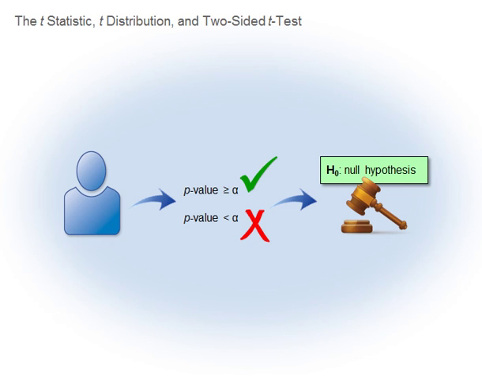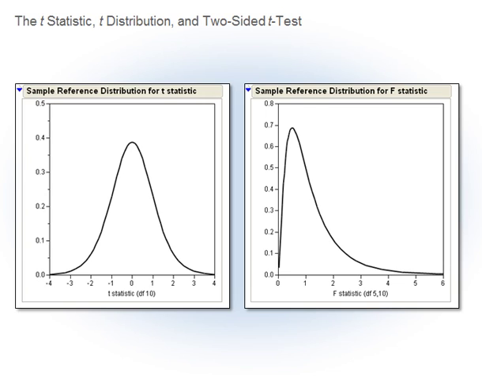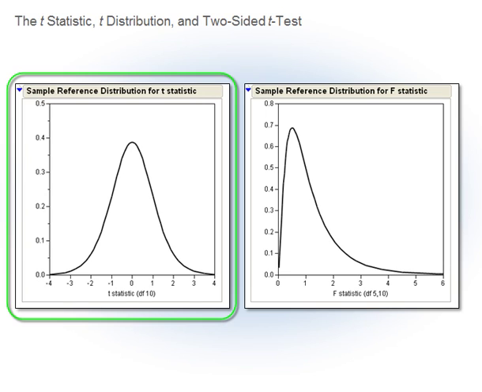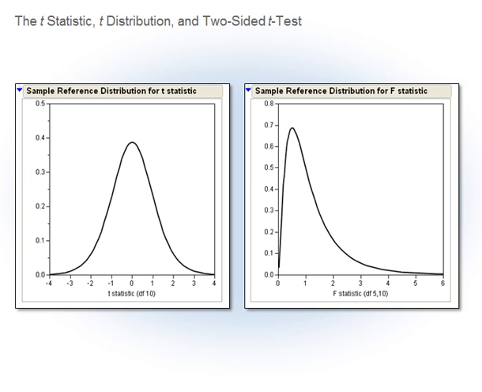You know that you can compare alpha with the associated p-value in order to make a decision about the null hypothesis. Another way to measure statistical significance and test the null hypothesis is to compute a test statistic. Two common reference distributions for statistical hypothesis testing are the t-distribution and the f-distribution.